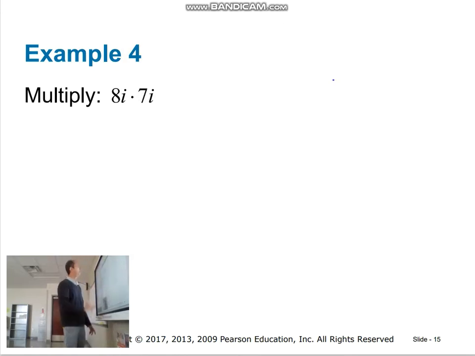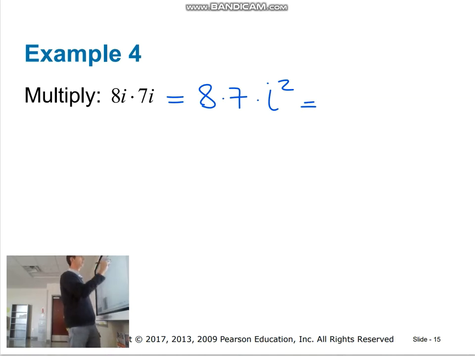Let's check the example. And the first one, we don't actually have a complex number, just imaginary numbers here, because to have a complex number, we need to have the real part and the imaginary part together. So you can say the real part is 0. So 8i times 7i is 8 times 7 times i squared. What's 8 times 7? 56, right? 56 i squared. That's it?